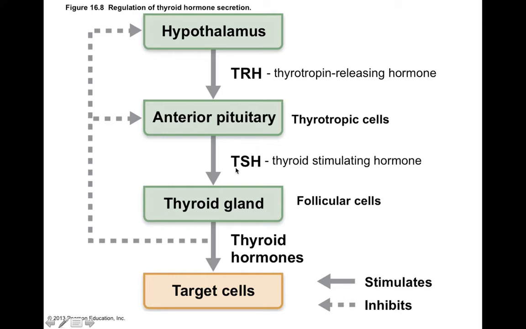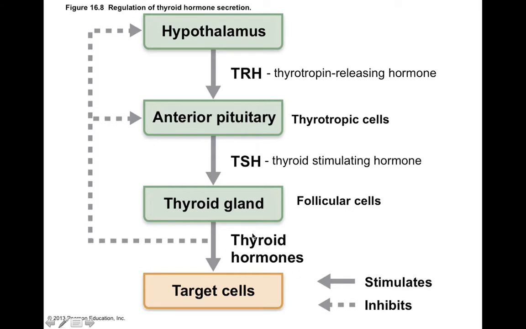Now, TSH that's secreted by the anterior pituitary gland will also travel through the bloodstream and eventually find receptors in the thyroid gland, which can stimulate follicular cells to release thyroid hormone. And thyroid hormone is going to be the hormone that's actually going to exert an effect on peripheral tissues like target cells. And it turns out that most cells in your body actually respond to thyroid hormone.